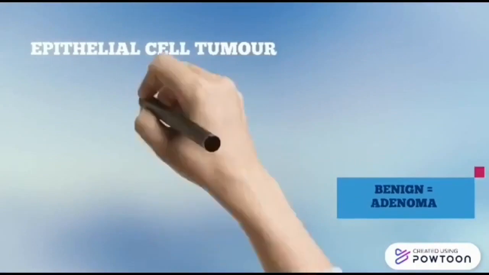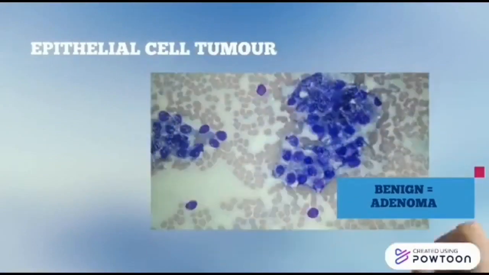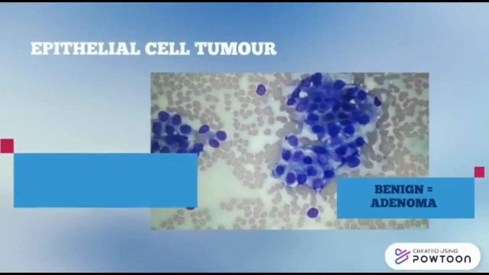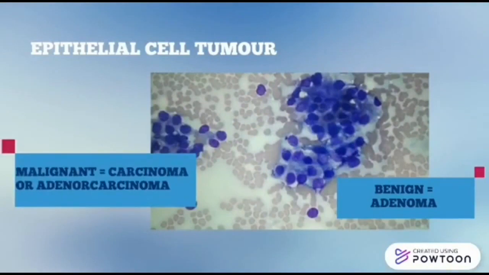Epithelial cell tumors can be benign or malignant and can be cystic or non-cystic. Benign epithelial cell tumors are -omas, for example hepatoma and adenoma, whereas malignant epithelial cell tumors are carcinomas or adenocarcinomas. Examples of benign and malignant epithelial cell tumors include mammary gland adenoma and mammary gland adenocarcinoma, thyroid adenoma and thyroid adenocarcinoma, preanal adenoma and preanal adenocarcinoma, and transitional cell carcinoma.